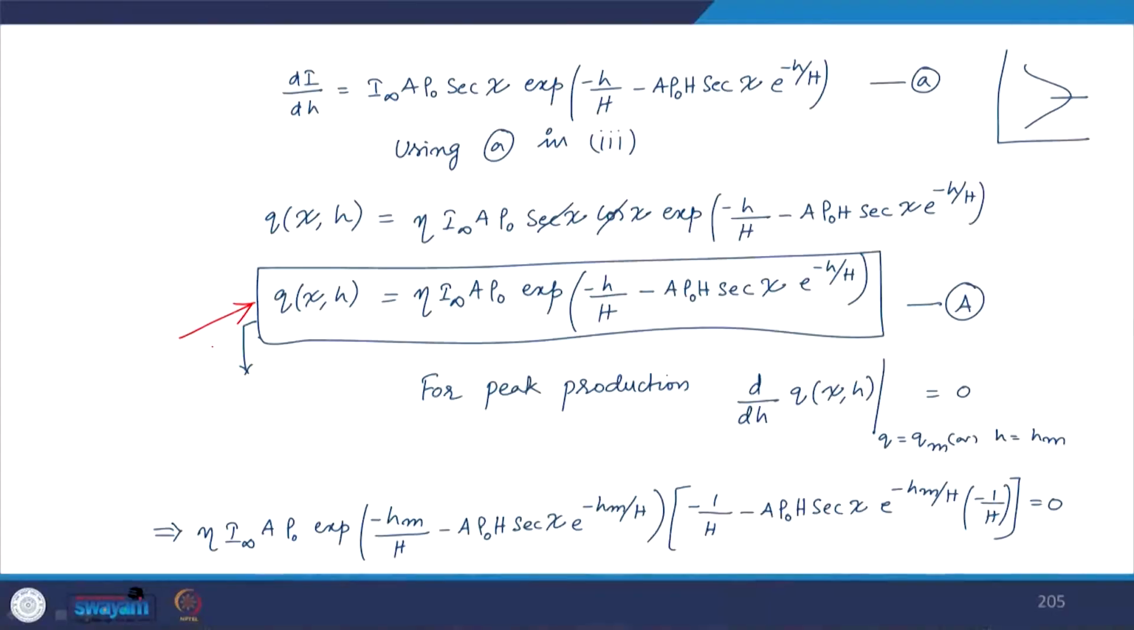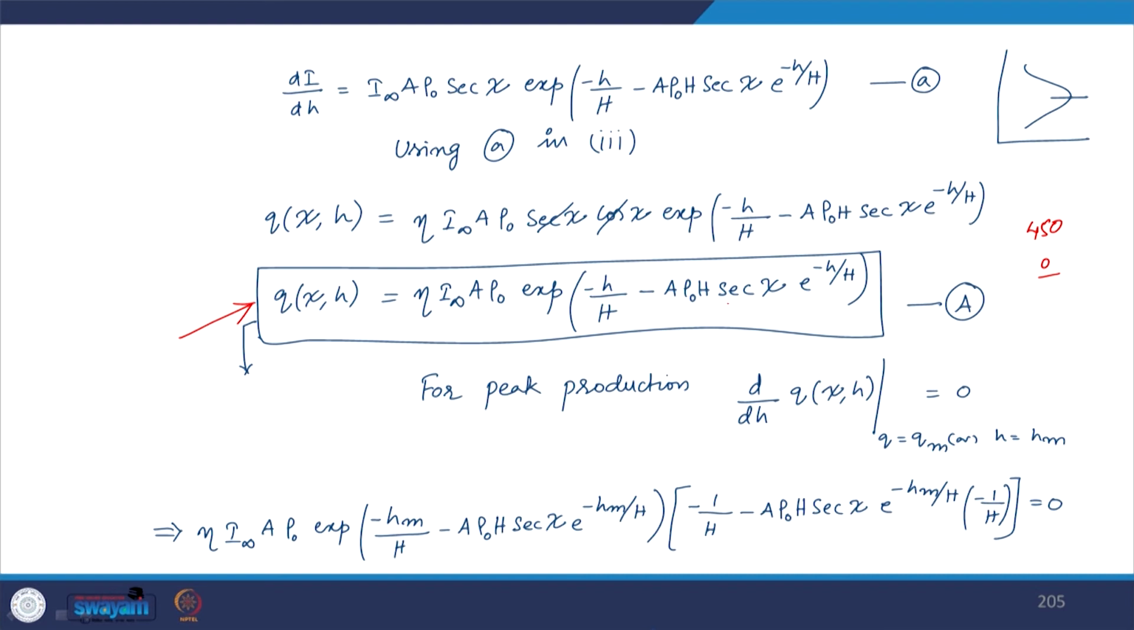So we already have the intensity as a function of height. We take a derivative of this and substitute it into Q. We get the Q expression, which is this. This expression is the production rate expression. This production rate is of course a function of height, so you substitute various different heights. Let's say we start from 450 kilometers and go up to 0 kilometers.